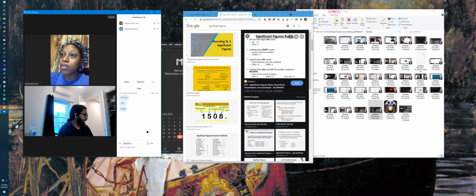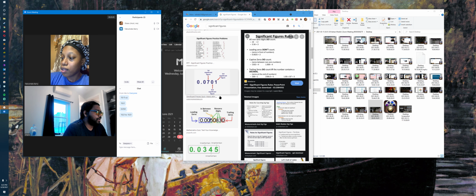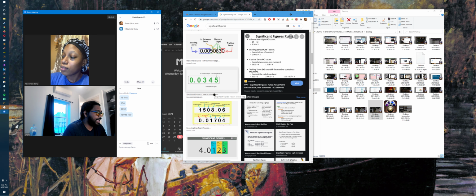Again, if I use this example, 16 fluid ounces, and if I were to weigh it on a scale, it's definitely not just going to be 16. It can be anywhere from 16.0 to 16.9. So if you know the rules, you'll be fine with significant figures.